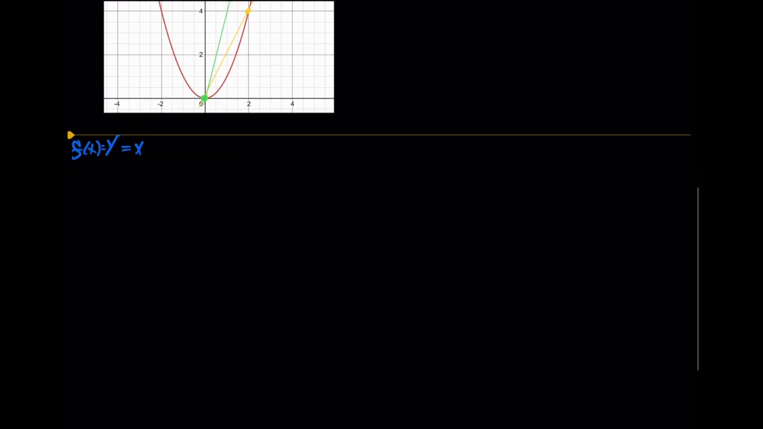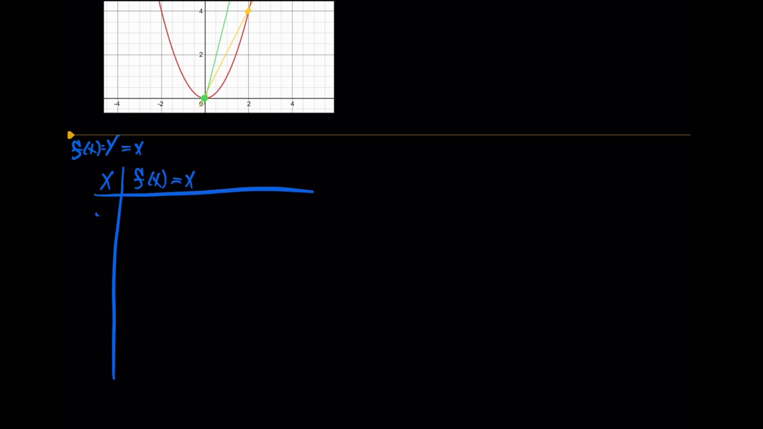We'll create a table of values. This is one way to approach this. So we have our input x, we have our output f of x equals x. So we have the input x, and let's say it's 0. Well, the output is just going to be 0. Input of 1, output of 1. Input of 2, output of 2. Input of 3, output of 3. Input of 4, output of 4. Input of 5, output of 5, and so on and so forth.